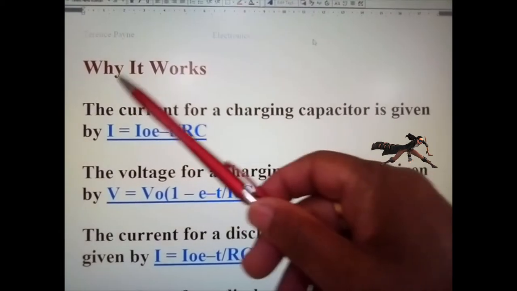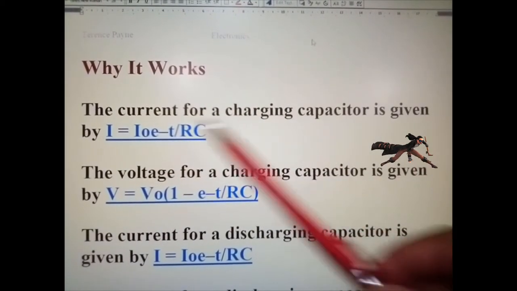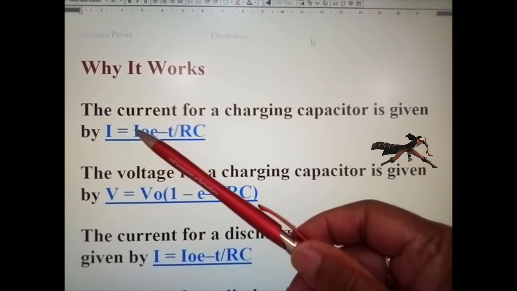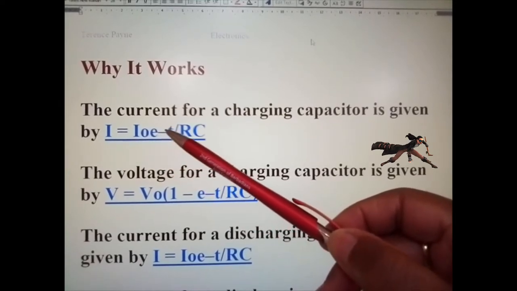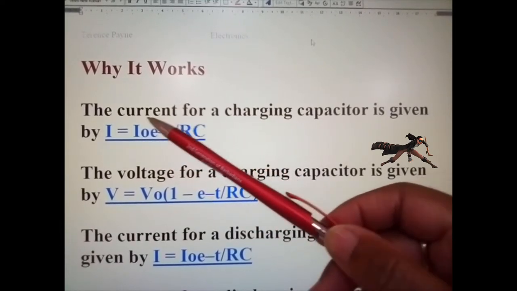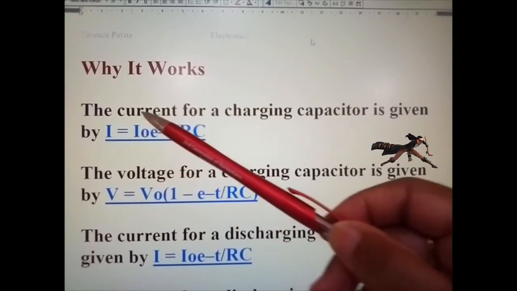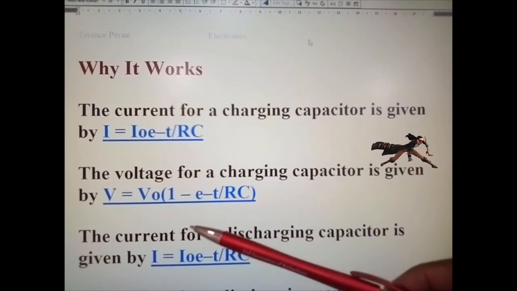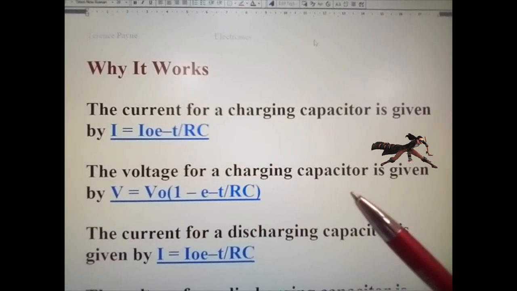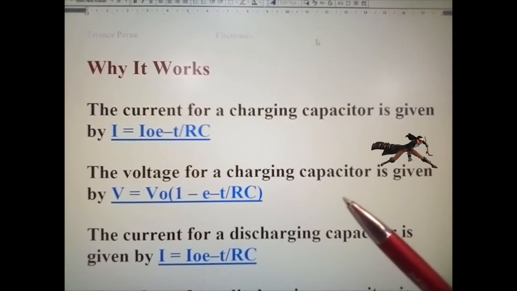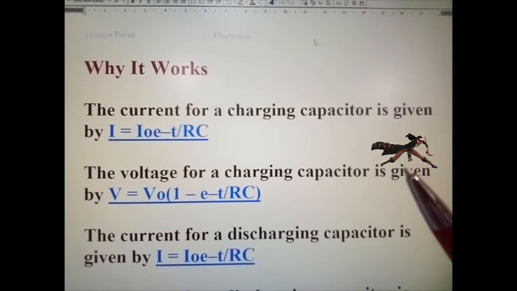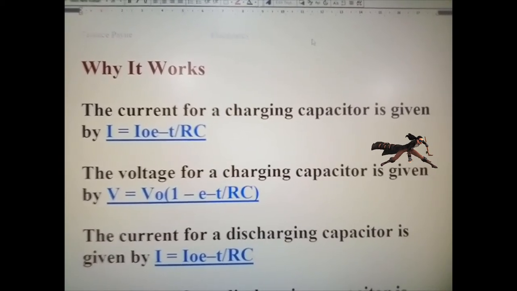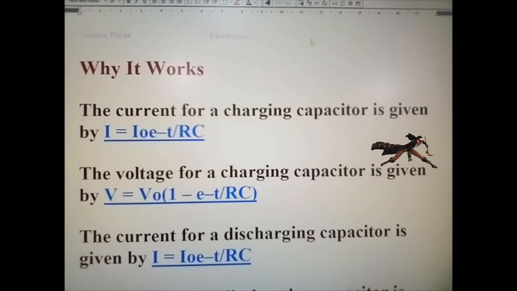Why it works. The current for a charging capacitor is given by I equals I0 e to the minus t over R times C. Now, again, look up these formulas on the internet or in your electrical principles book. There are quite some good books in regards to charging and discharging of capacitors. And you need to be familiar with this, because if you're doing engineering mathematics, you will be doing engineering mathematics at A level. There's no shortcuts or abbreviations to this.